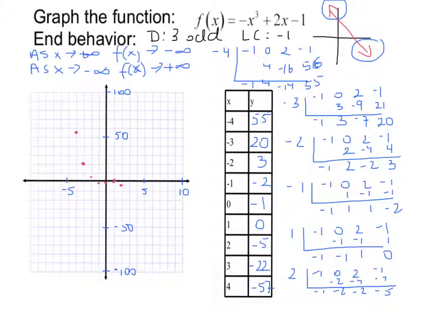At 3 we have negative 22. And at 4 we have negative 57. So I'm going to connect these points, moving from left to right. I need to make sure that I connect the points with a curve, including every one of my points. Since I'm using a stylus, my graph is just a tiny bit off in this area.